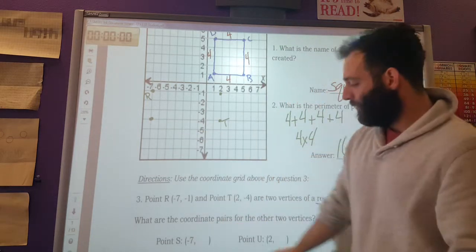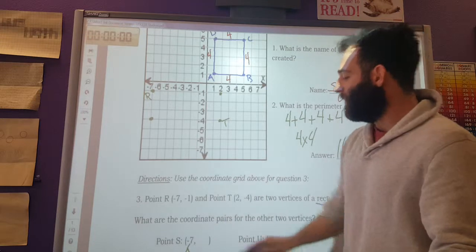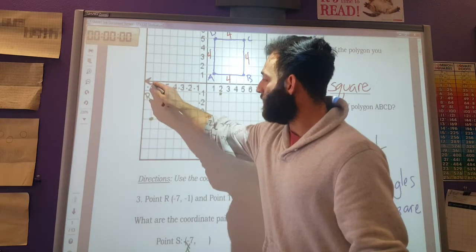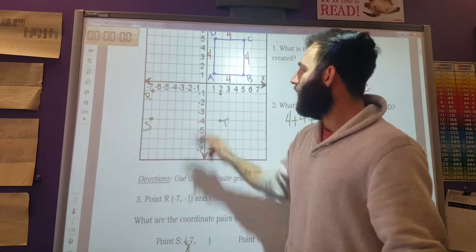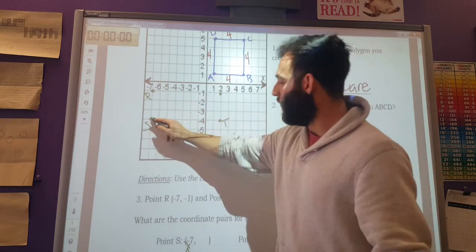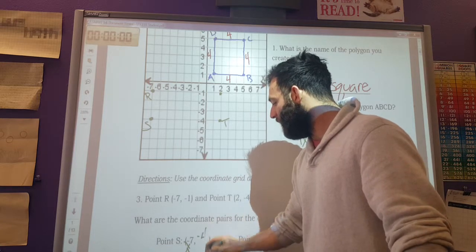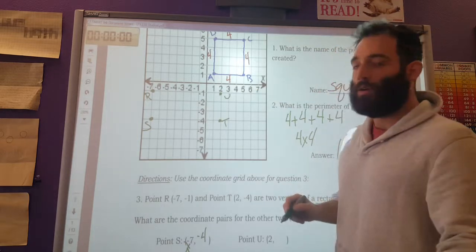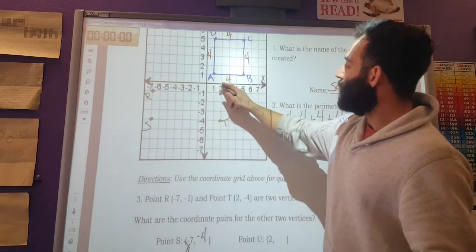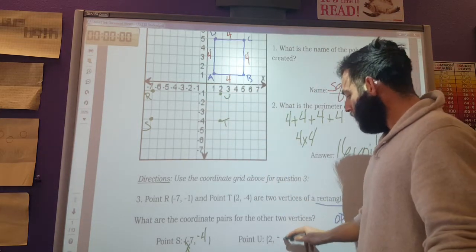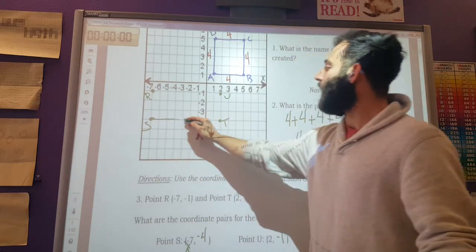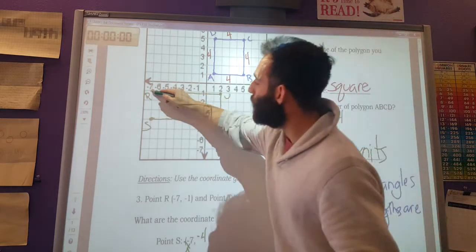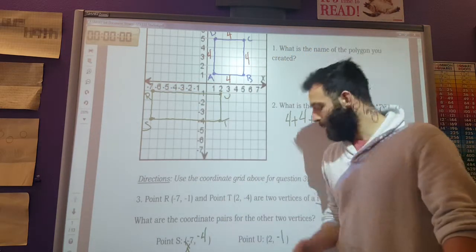Now point S, I know that my X value is at -7. So I know that this value here is at -7. It's going to be my S. It's at -7, jump down 1, 2, 3, 4. -7, -4. So now this must be point U, which is located at 2, -1. And I can go ahead and connect the dots. And I do, in fact, come up with a rectangle.